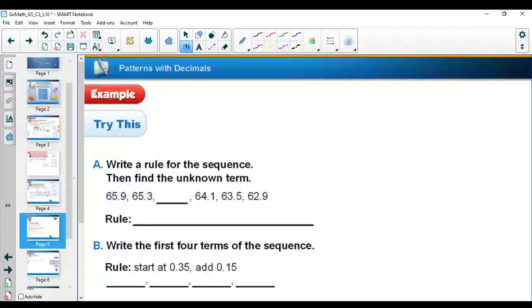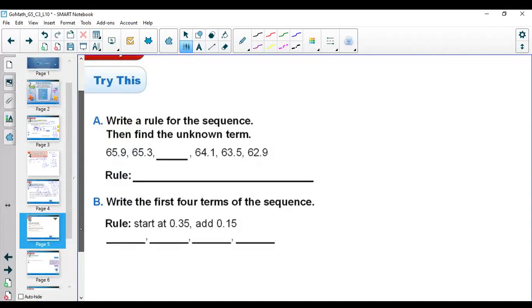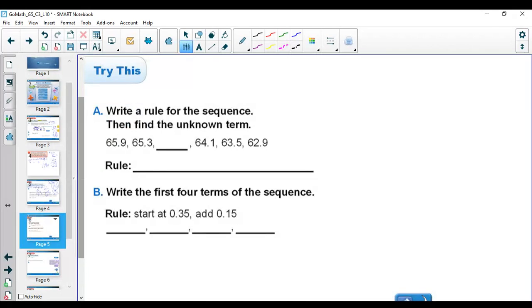Okay, here, same idea, right? But go ahead and pause it, and we are going to look at A first. Give it a try, see how you do. All right. Here 65 and 9/10 is greater than 65 and 3/10, so I know that I am subtracting.